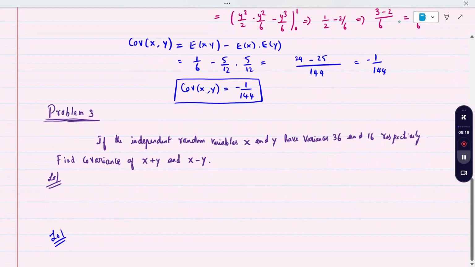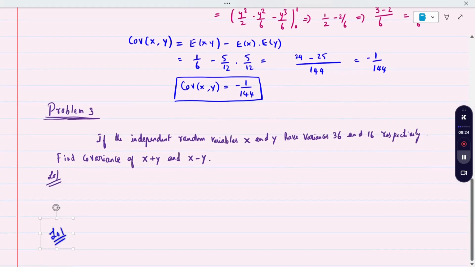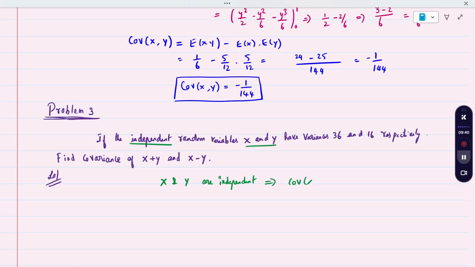we know that if two variables are independent, it is given in the question that x and y are independent. X and y are independent means we know that covariance is 0. Covariance of corresponding x and y is only 0. But they asked the covariance of this, a change of parameter, so that only it is asked.